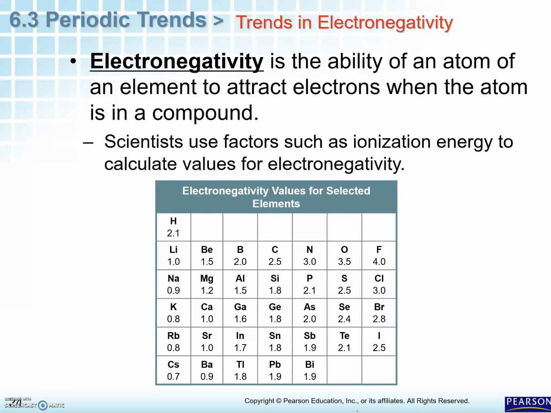Finally, our last trend is electronegativity. Electronegativity is kind of the opposite of the ionization energy. Remember that ionization energy is removing an electron. Electronegativity is the ability of an atom to attract electrons. And there are actually some specific values that we found and calculated. However, you can take a look at those on your own time.